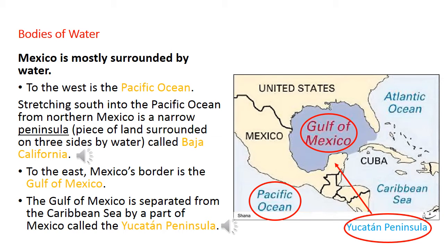As you can see on the map, except for its border with the United States, Mexico is mostly surrounded by water. Mexico's border in the west is the Pacific Ocean. Stretching south into the Pacific Ocean from northern Mexico is a narrow peninsula, or piece of land surrounded on three sides by water, called Baja California. To the east, Mexico's border is the Gulf of Mexico. The Gulf of Mexico is separated from the Caribbean Sea by a part of Mexico called the Yucatan Peninsula.